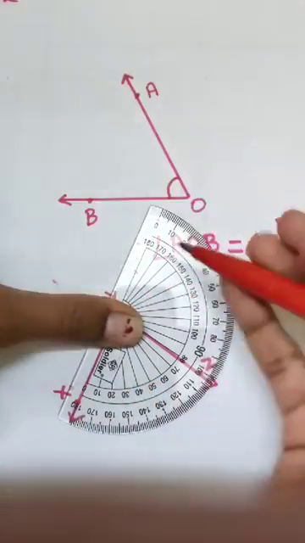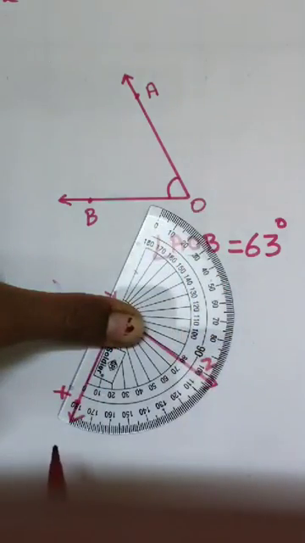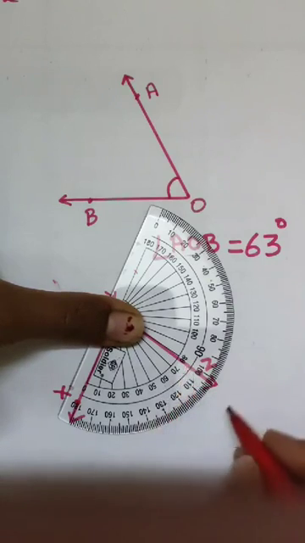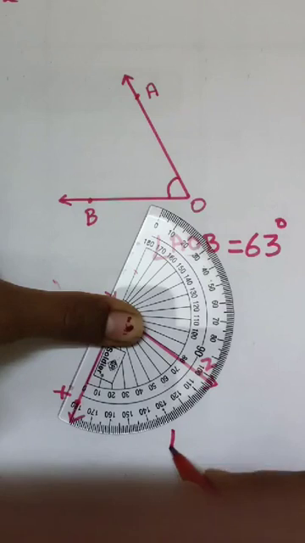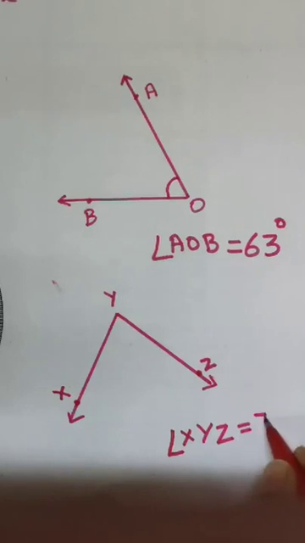There is no line here, right? So this 0 degree you will not see. You will start from here: 0, 10, 20, 30, 40, 50, 60, 70 and 80. It is 2 degrees less than 80. So we can write down angle XYZ is equal to 78 degree.